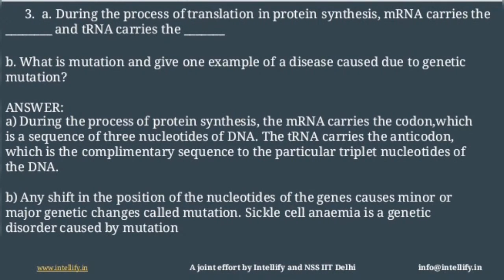Now the second question is, what is mutation, and give one example of a disease caused due to genetic mutation. The answer is, any shift in the position of the nucleotides of the genes causes minor or major genetic changes called mutation. The disease caused by this is sickle cell anemia.